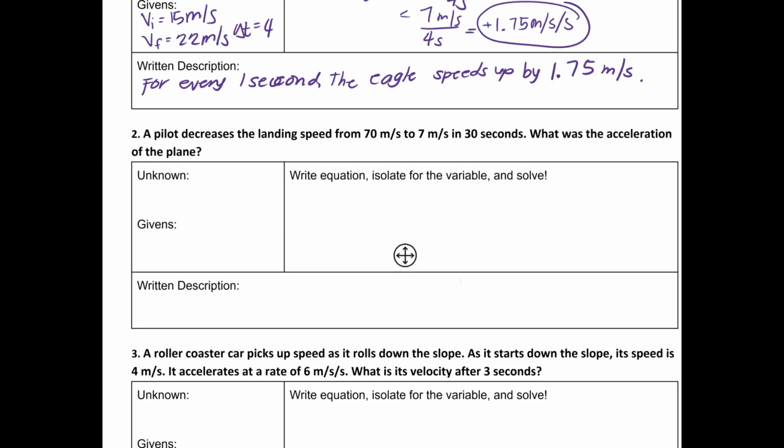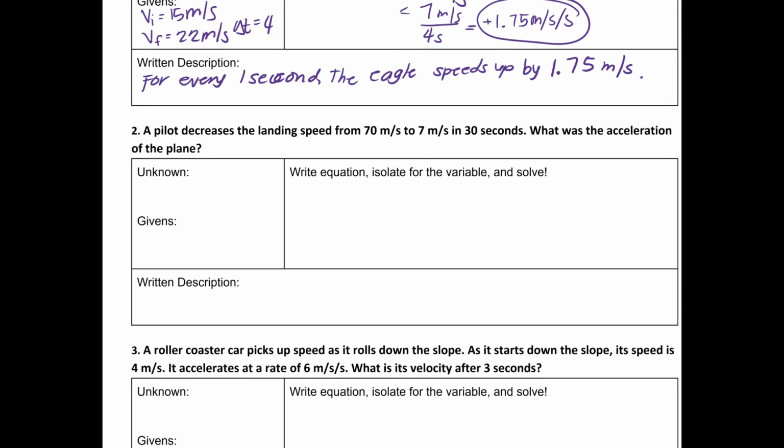And so now for number 2, we have a pilot decreases the landing speed from 70 meters per second to 7 meters per second in 30 seconds. So we know that the final velocity is 7 meters per second. The initial is 70 meters per second. And the change in time is 30 seconds.